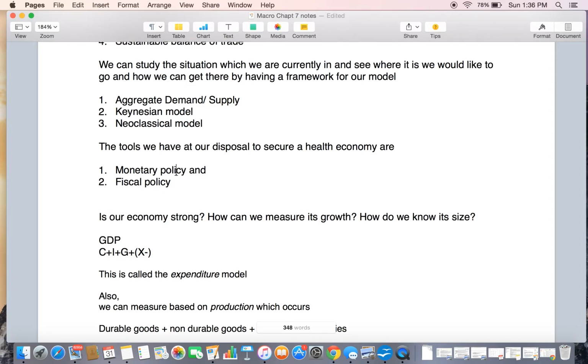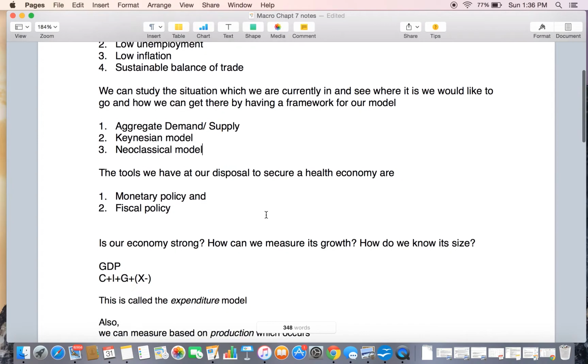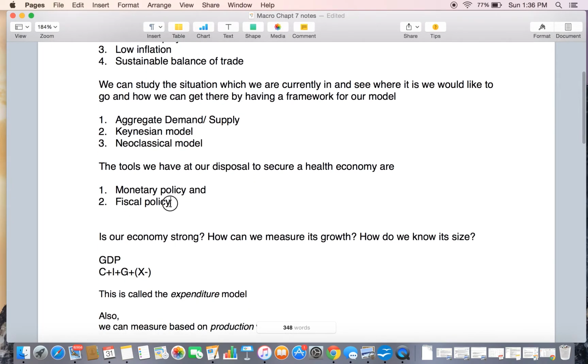And we'll spend several chapters looking at what is monetary policy and how do we use it within our aggregate demand and supply models. And from a Keynesian or neoclassical perspective, how do increases or decreases in the money supply, and how do we actually increase or decrease the money supply? How does this affect our aggregate demand and supply model, which then has an impact on economic growth, unemployment, inflation, and the balance of trade? Fiscal policy will be the same sort of idea.